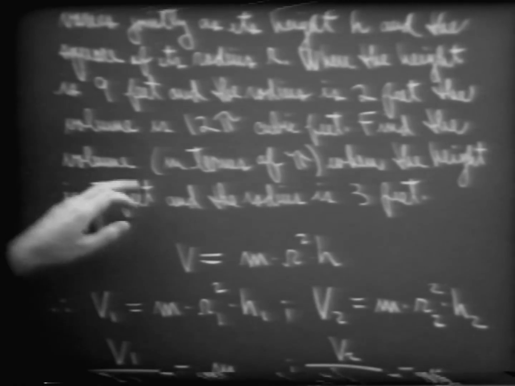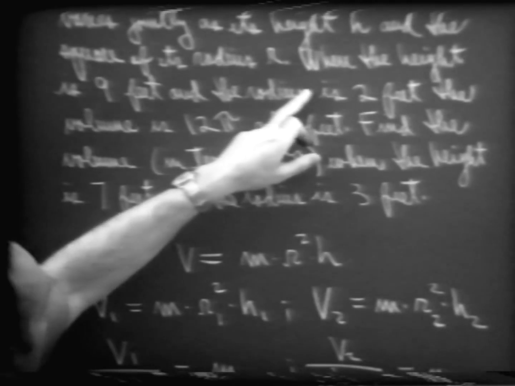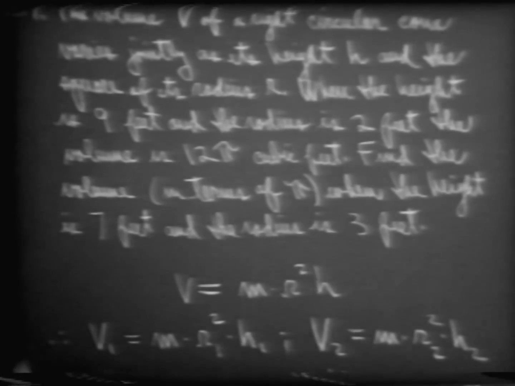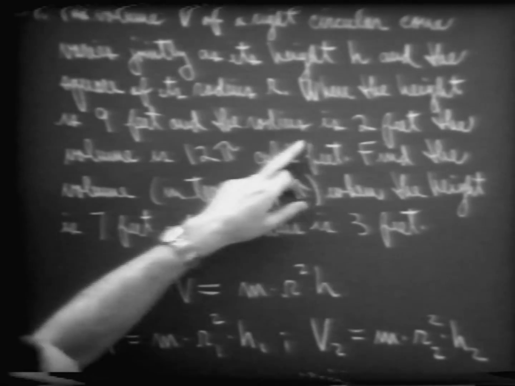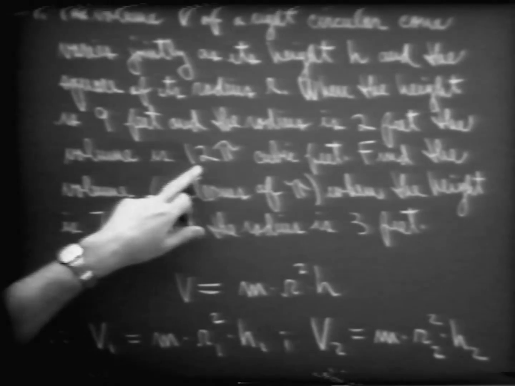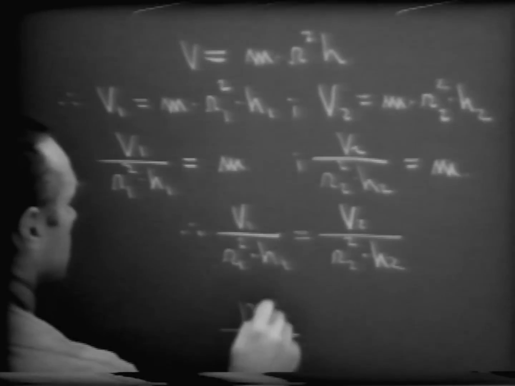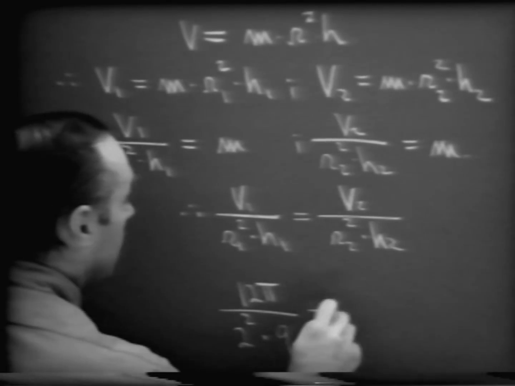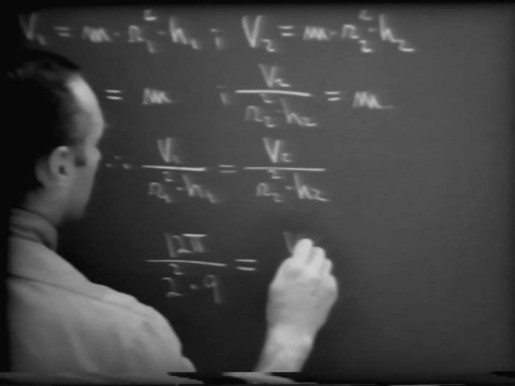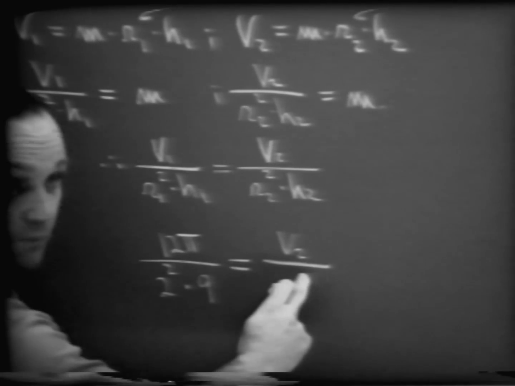Well, let's just go ahead and make a substitution. Let's come back to our problem. When the height is 9 feet, well, let's look here at h sub 1 is 9 feet, and the radius is 2 feet. Now that's r sub 1, that's the radius, so let's call that 2 squared, r sub 1 squared. The volume is 12 pi, that gives us a value there of 12 pi is equal to, now it says find the volume in terms of pi. Well, that's V sub 2 that we do not know.